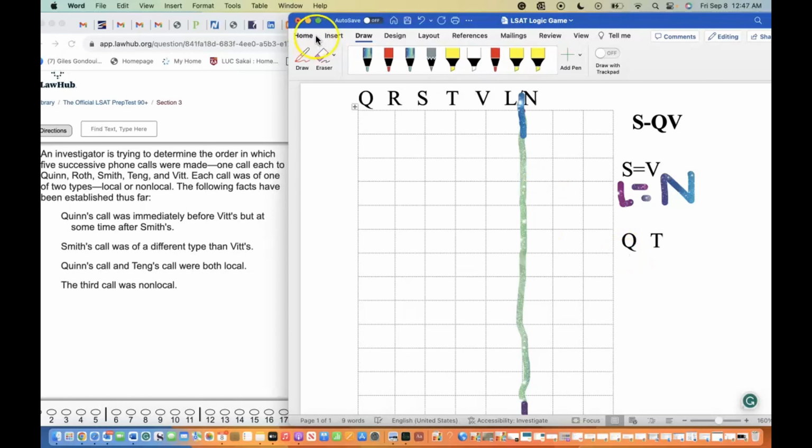Q and T were both local, so for that one I'm going to put Q, T, and I'm going to put local as well. The third call was non-local, so for N3, symbolizing non-local.